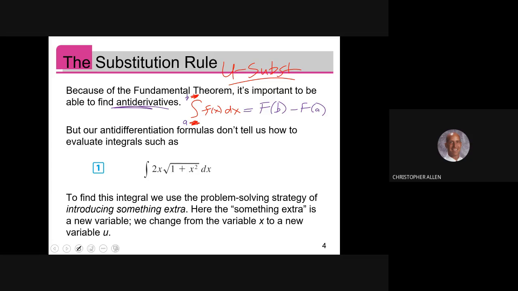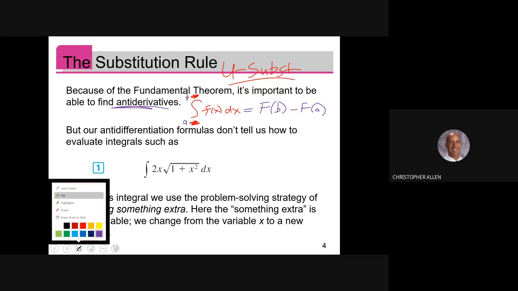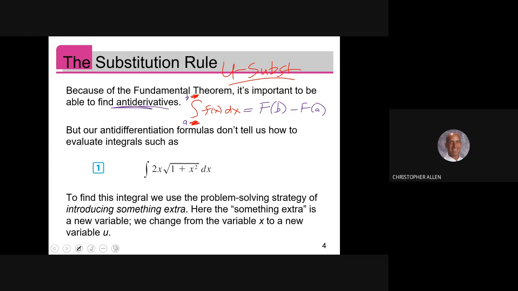All right, well, look at this lovely guy. Integrate 2x square root of 1 plus x squared. Now, I'd like you to scan your memory here and think about what the antiderivative of this is. I'm going to guess that most of you don't know. We're going to need something a little bit more sophisticated. If the only things we can integrate are the things that we know antiderivatives of, we're not going to get very far. So to find this integral, we need to use a problem strategy of introducing something extra.